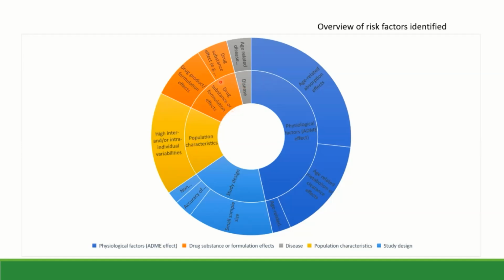Sometimes the effects were due to the drug substance or formulation, so perhaps comparing a chewable pediatric formulation to a conventional adult tablet, where you might expect a difference in the relative bioavailability. And here what we're interested in is the ratio of difference observed in adults translatable to the ratio of difference observed in pediatrics, and how does that affect the extrapolation? And again, there were some age-related disease effects due to the need to conduct studies in non-healthy children.